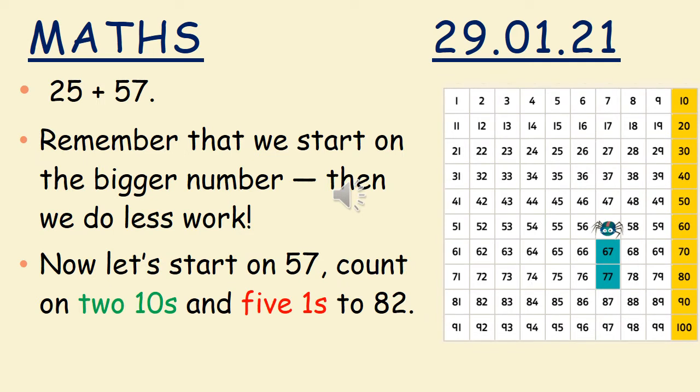Okay, now let's try 25 plus 57. Remember, we start on the bigger number, then we do less work. Now let's start from 57. Count on 2 tens and 5 ones to 82.